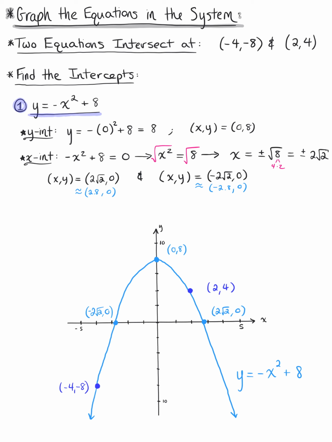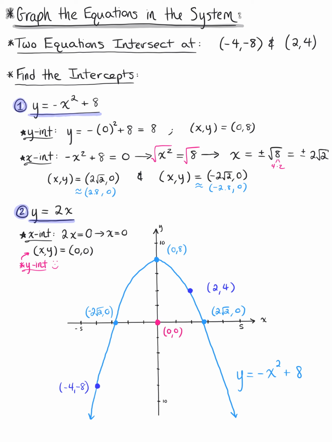Next, let's do the same thing for the diagonal line. So when finding the x-intercept, again, we let y be equal to 0 and solve for x, which produces the ordered pair 0, 0, our origin. So notice in this case that the x-intercept is also the y-intercept. Now, plotting this point on our graph and connecting the intersection points through the origin, we can see the graph of the diagonal line y is equal to 2x. So there you have it. Here is the graph for the equations in our system.